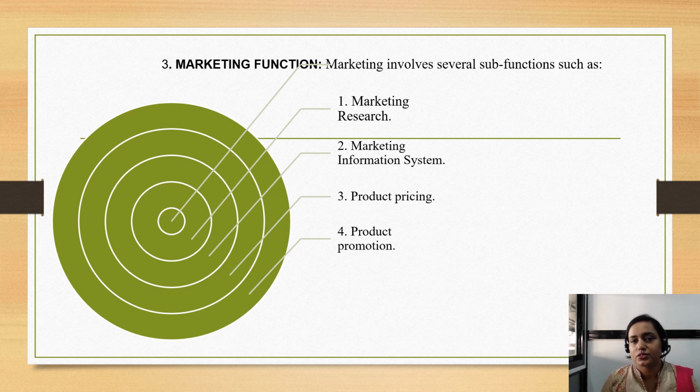So that system is called a marketing information system. Third one is product pricing, which is very important in marketing, as you might have heard. Product, price, place and promotion are the four P's of marketing. People, process, and physical evidence come under services. Another important thing in marketing is pricing.